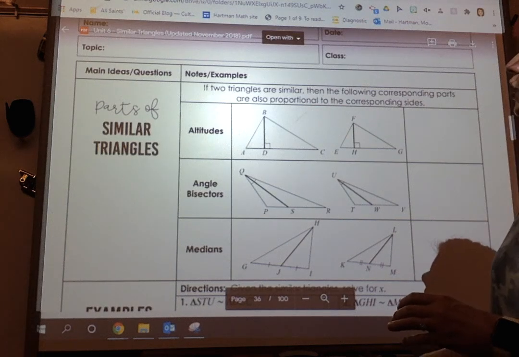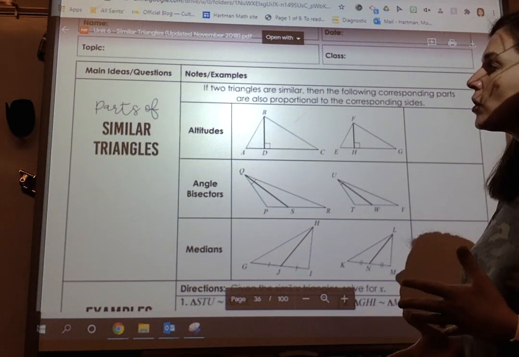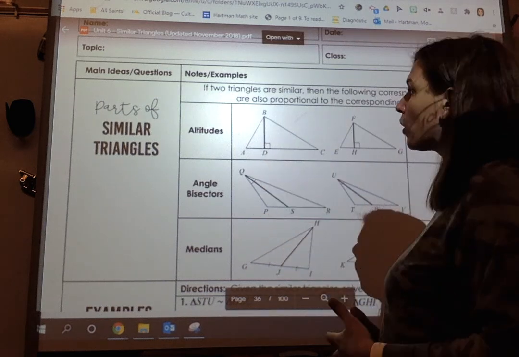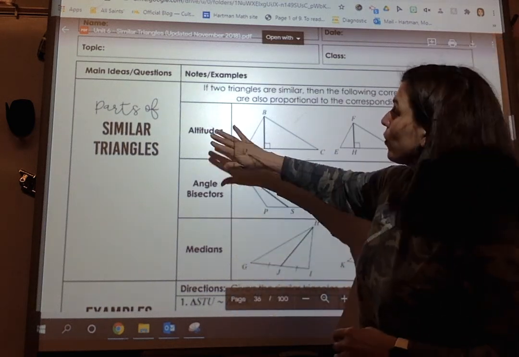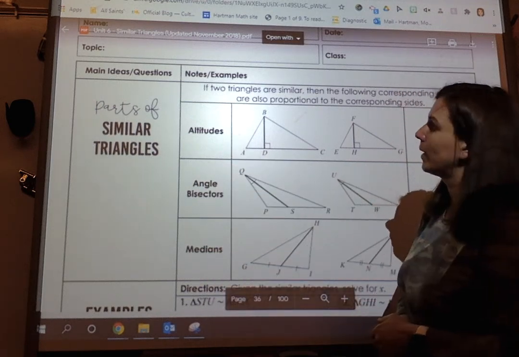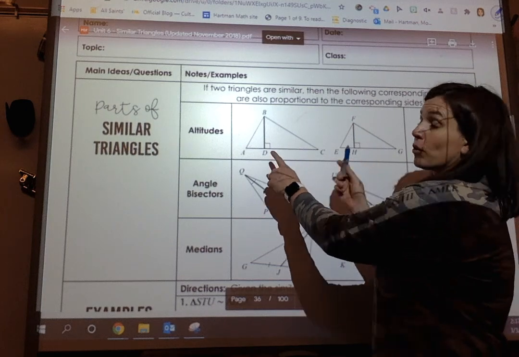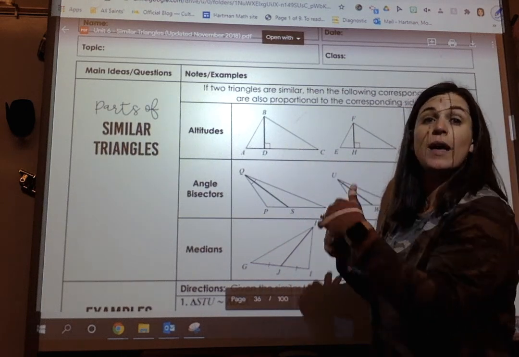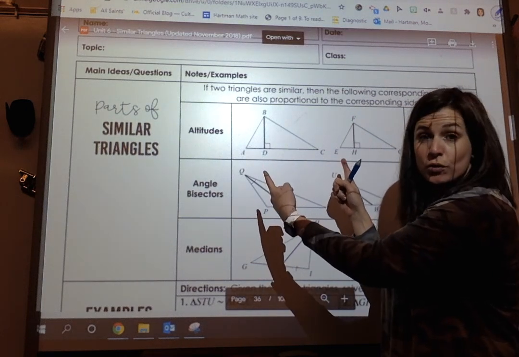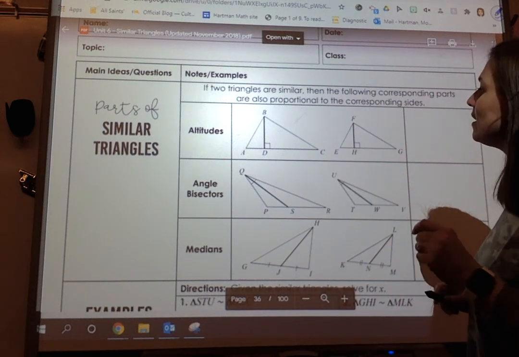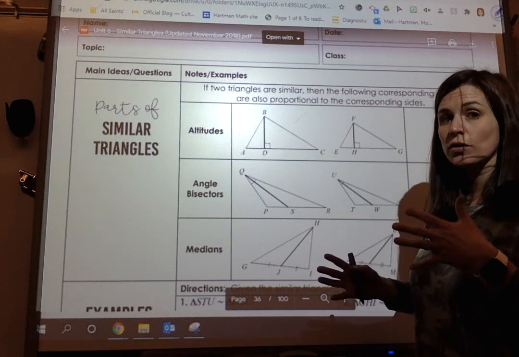This next section, we're talking about parts of similar triangles. So two separate triangles, and we're looking at the parts based on three different areas, okay? If these two triangles are similar, so we're starting with the information that we know these guys are similar to each other, then we can say corresponding parts are also similar.